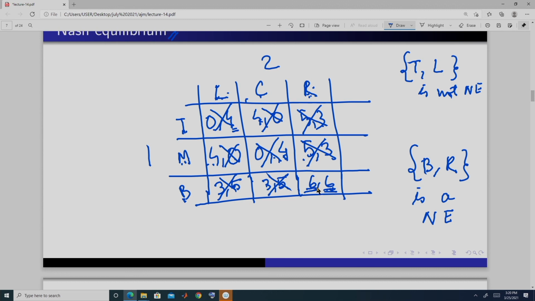But here we see that there is no tendency to deviate. If player 1 chooses B, player 2 is going to choose R, because it gives him the maximum payoff. And if player 2 chooses R, player 1 is going to choose B, because it gives him the maximum payoff. So that is why this is a Nash equilibrium. So this is the idea of Nash equilibrium.